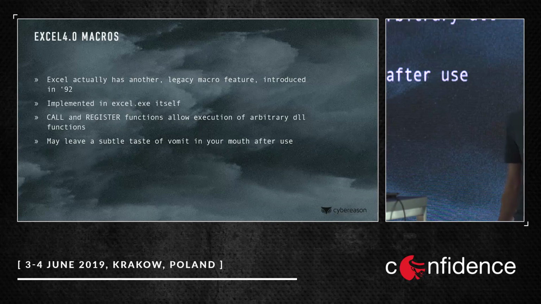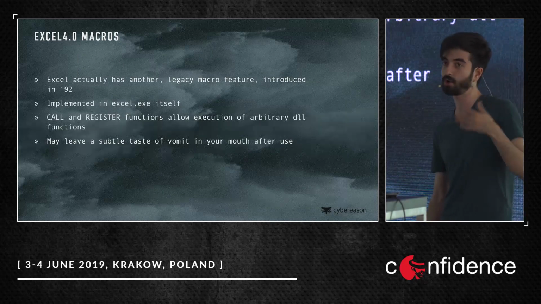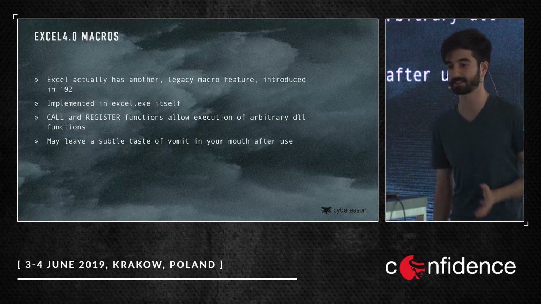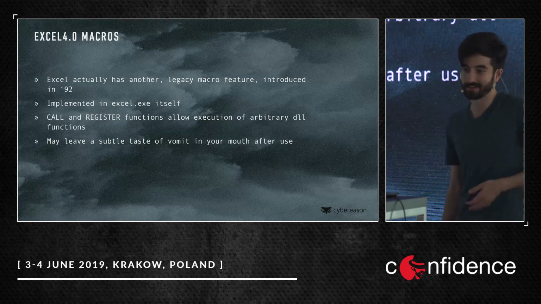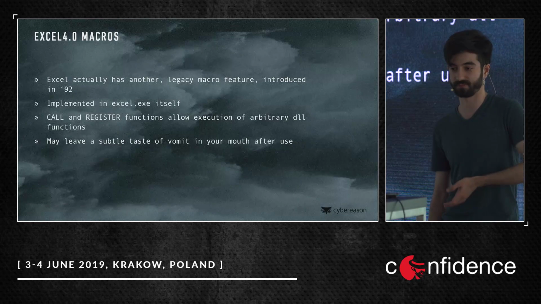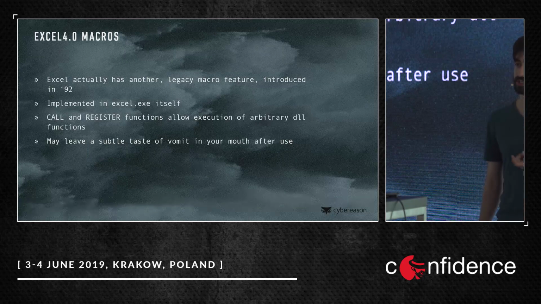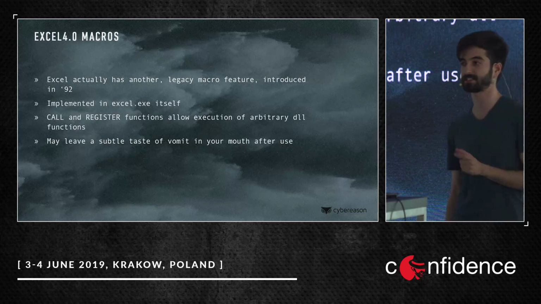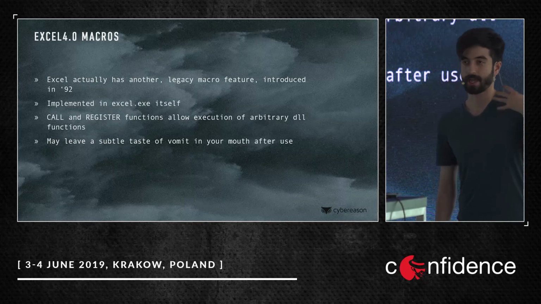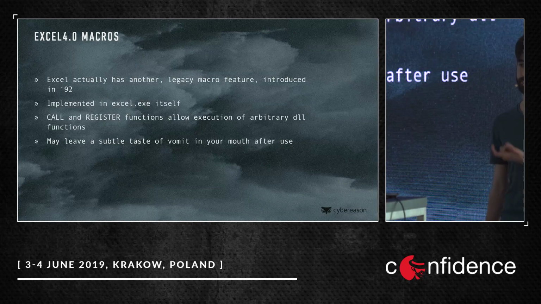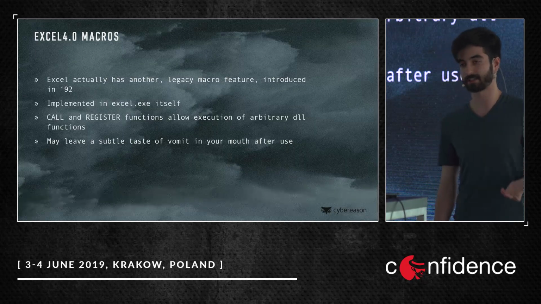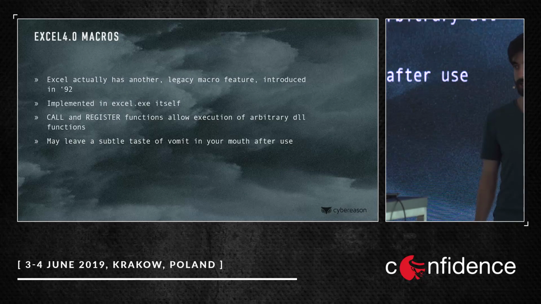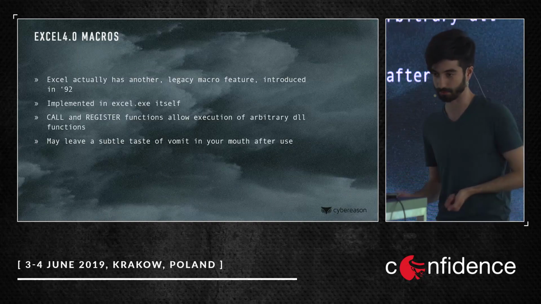VBA is actually not the only type of macro that's available in Office. There's an older macro feature in Excel called Excel 4.0 macros, which was implemented in '92 and has no relation whatsoever to VBA. This functionality is implemented in excel.exe itself, and it exposes two very interesting functions called CALL and REGISTER, which basically allow you to execute arbitrary functions from DLLs. The only drawback is that it's disgusting because it's a macro feature that was designed in '92.